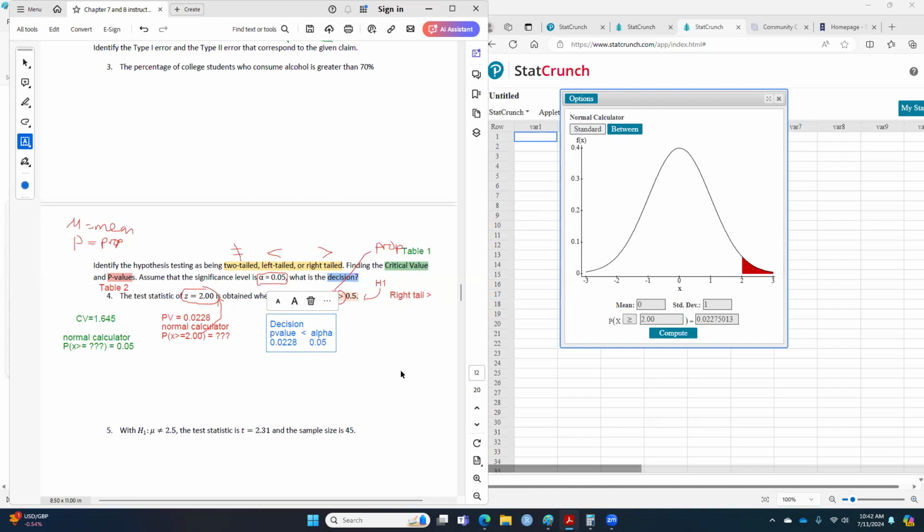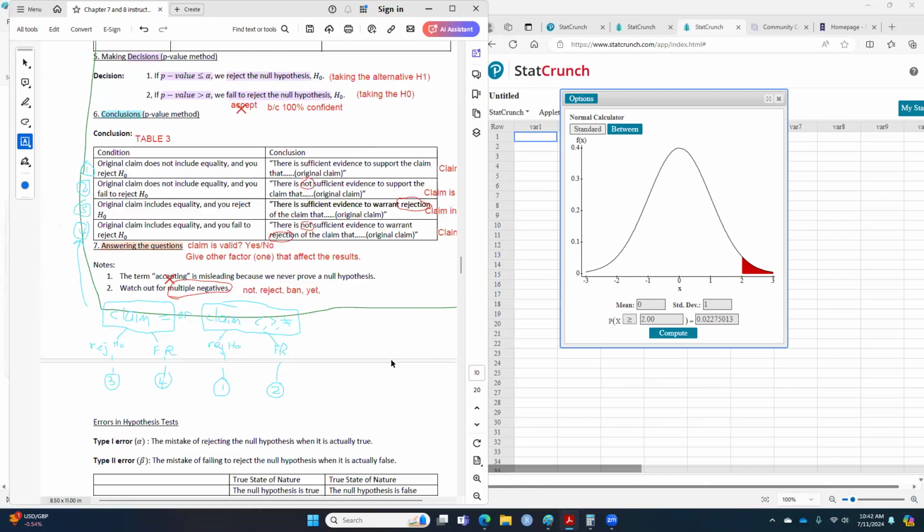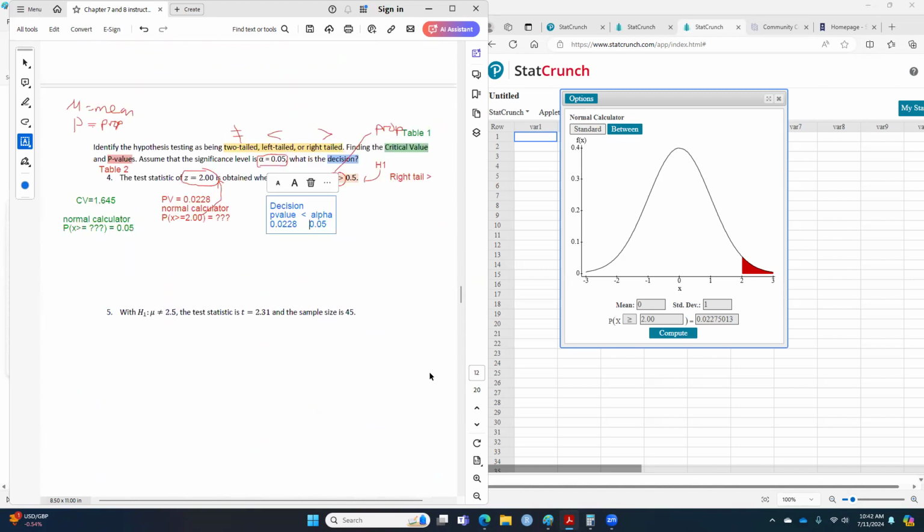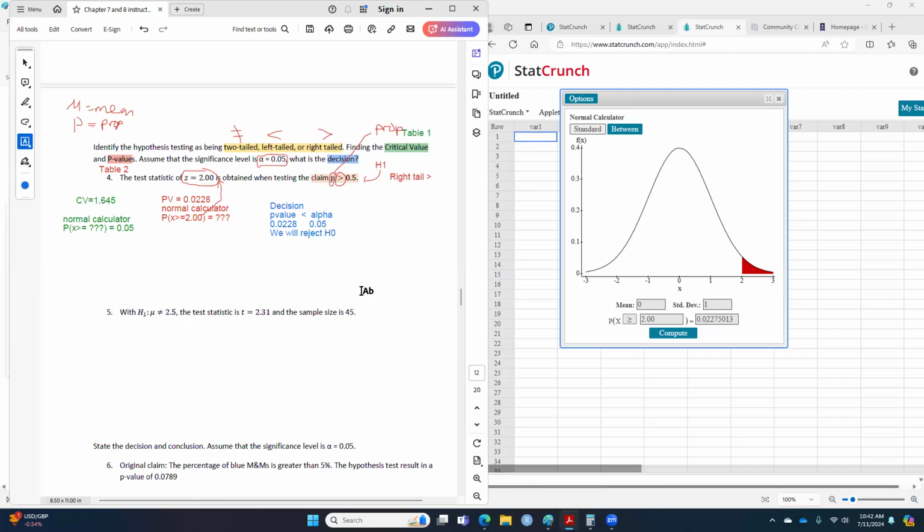0.0228 is less than 0.05. So this is your decision. So step number 5 here, to make a decision, you look at whether your p-value that you found in here is less than or greater than alpha. Since this p-value is less than alpha, which is the first one, we will reject the null hypothesis. So your decision in this case will be, we will reject H0, which is the same thing as the null hypothesis.